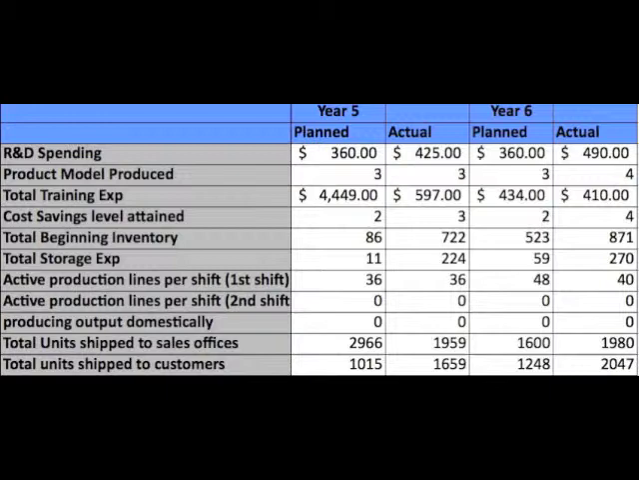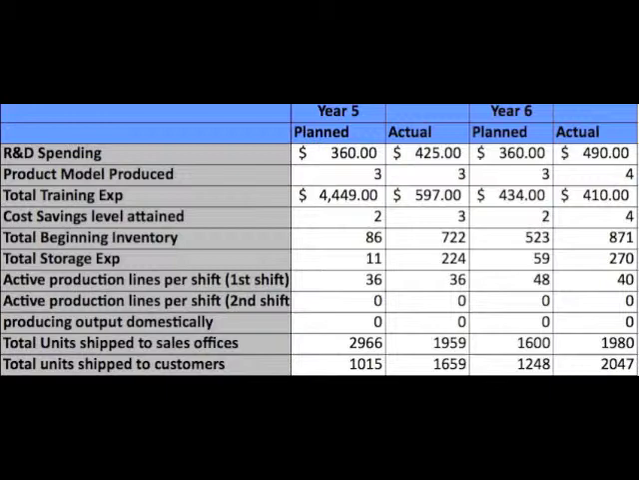Active production lines first shift. In year 5, we had planned to have 36 production lines. Successfully, we were able to attain those 36 active lines as well as increase our lines by 4 for year 6. However, we were unable to attain the goal of having 48 lines by year 6.